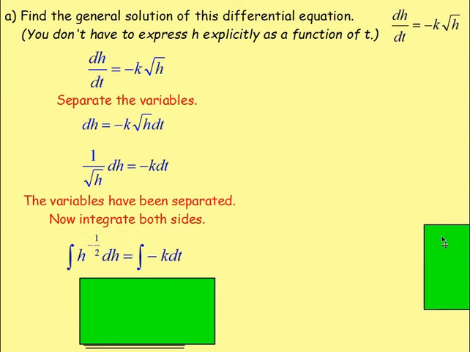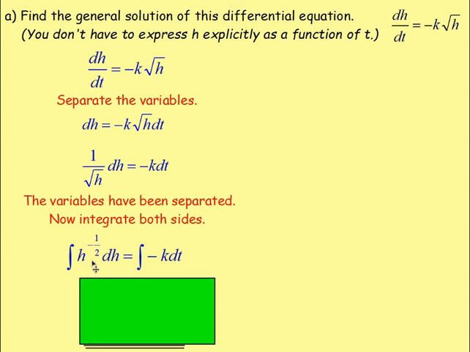So we're going to integrate 1 over root h with respect to h, and we're integrating negative k with respect to t. We have to rewrite 1 over the square root of h as 1 over h to the power of a half, and then we can bring that up to the top, so we'd have h to the power of negative a half. You have to write it in that form before you integrate.